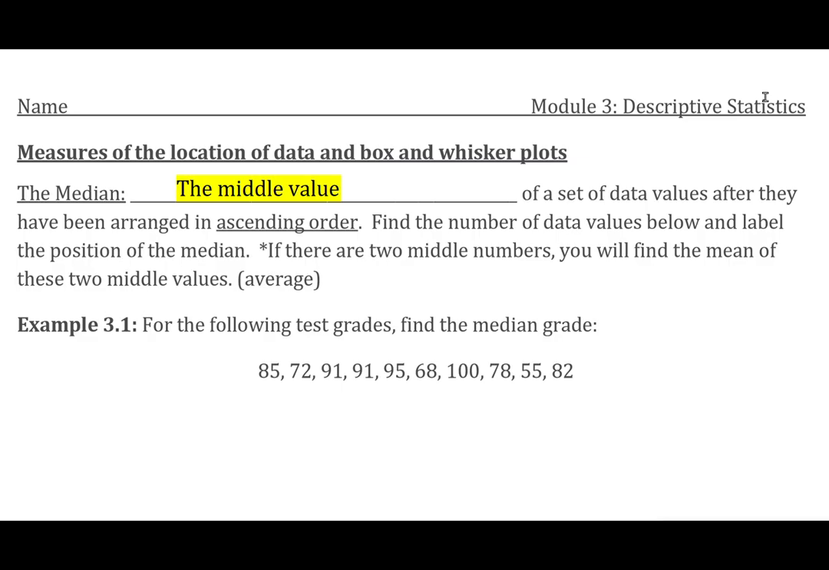In Module 3 we're going to look at four main topics, the first of which will be the measures of location and box and whisker plots.